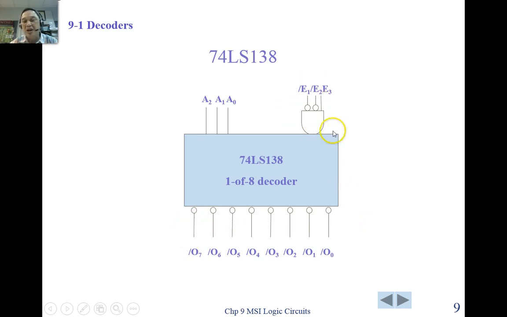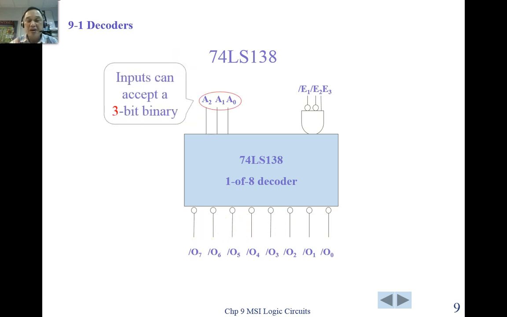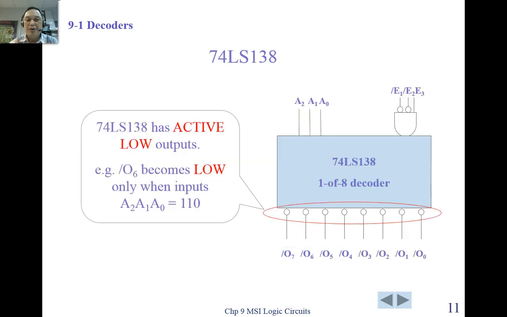When this is not enabled, meaning if any one of the enable inputs E1, E2, E3 is not satisfied, that means here you don't give a 0, here you don't give a 0, or here you don't give a 1, then the whole thing will be disabled. What happens when disabled? Regardless of the input, all the outputs will be 1, 1, 1, 1, 1, 1, 1, 1. Nothing more than that. Very straightforward. For example, 3-bit, 8 different outputs. Nothing more than that.